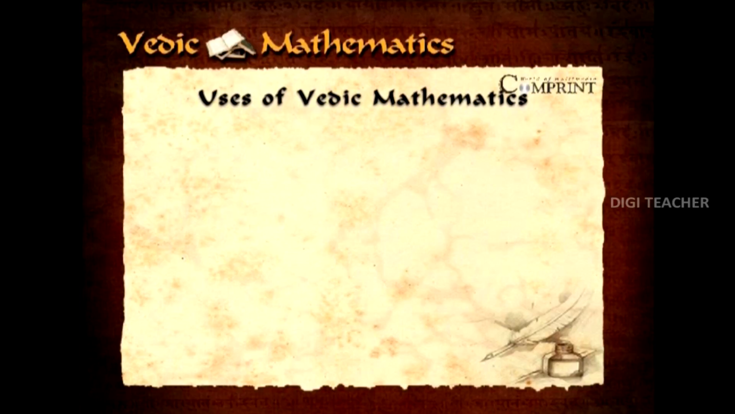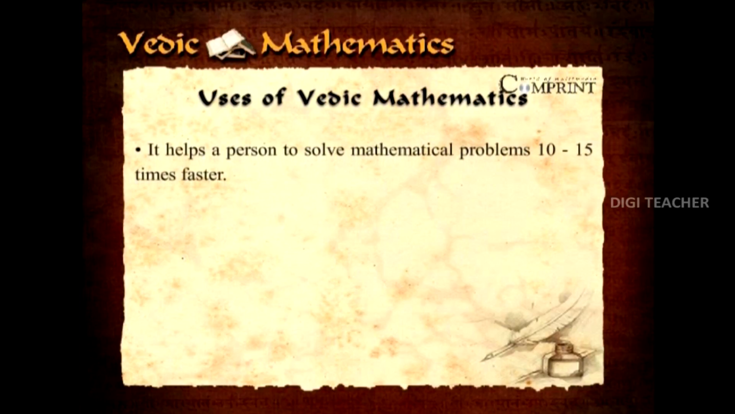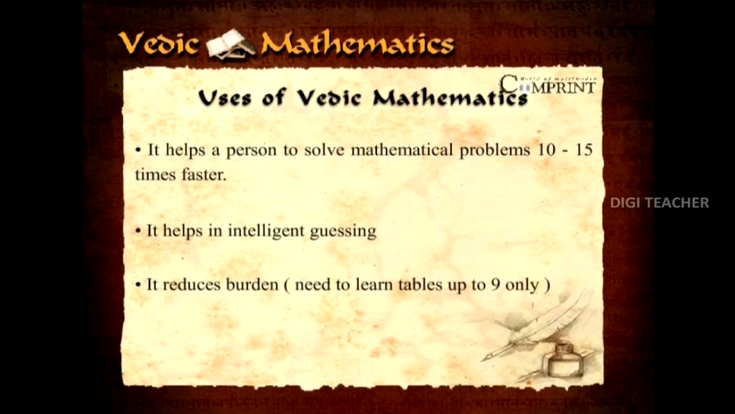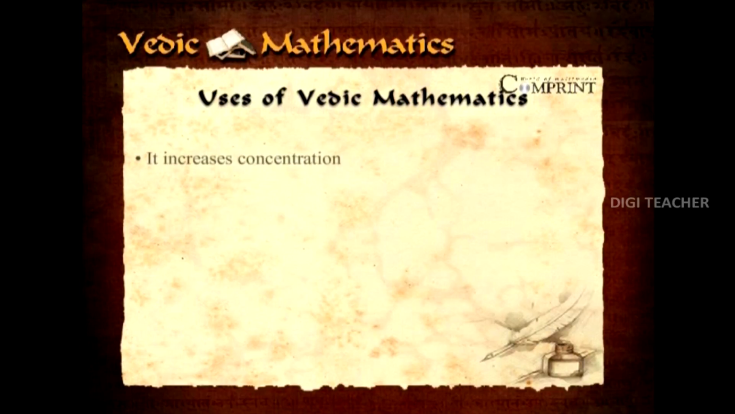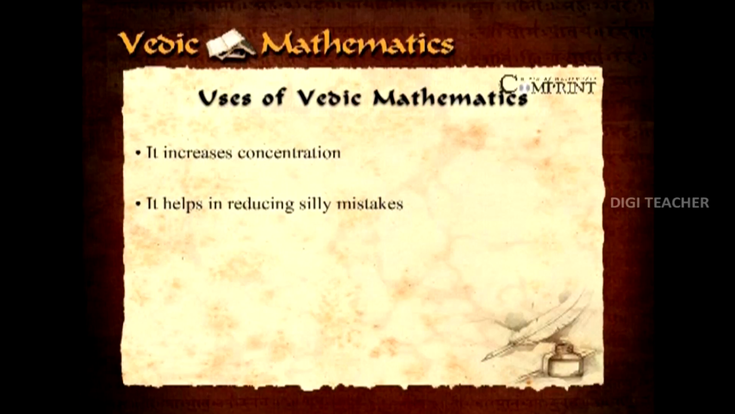Uses of Vedic mathematics. It helps a person to solve mathematical problems 10 to 15 times faster. It helps in intelligent guessing. It reduces burden: you need to learn tables only up to 9. It is a magical tool to reduce scratch work and finger counting. It increases concentration. It helps in reducing silly mistakes.